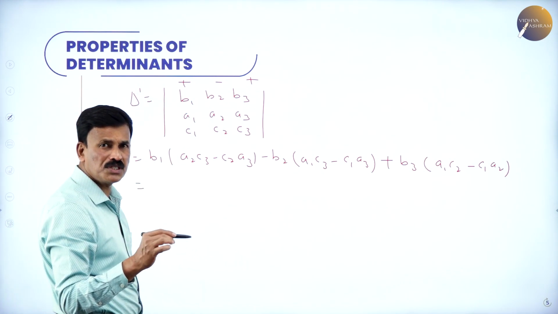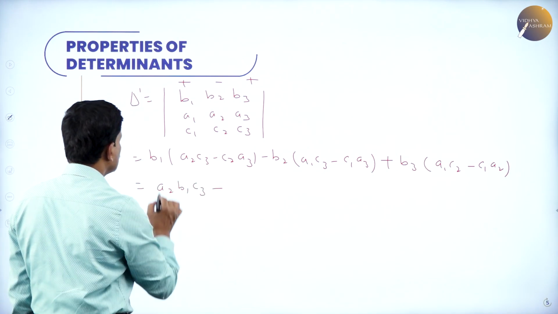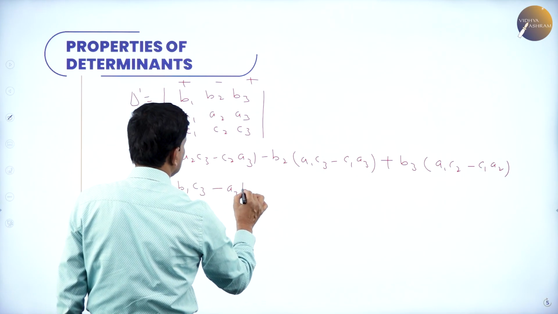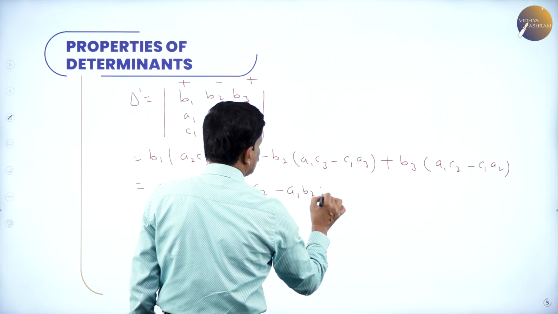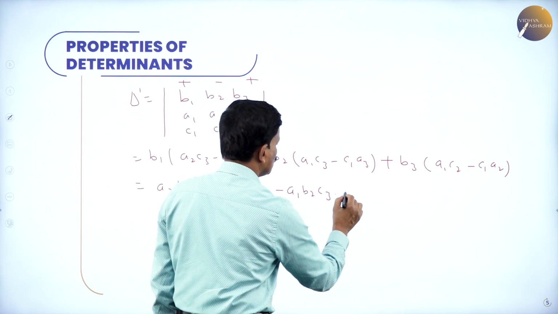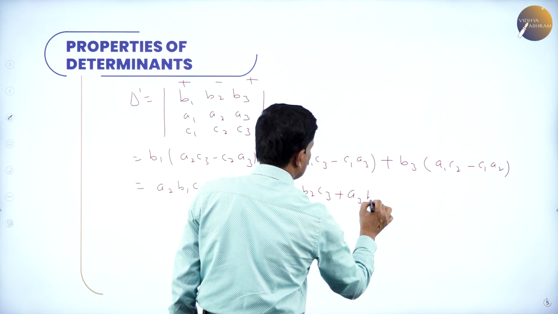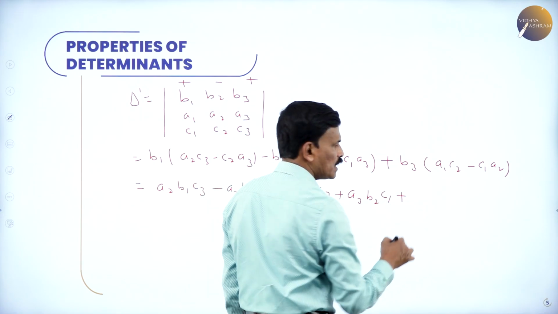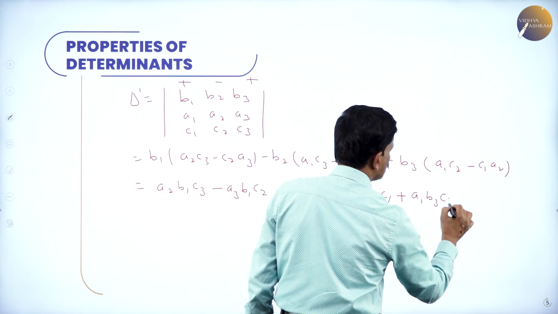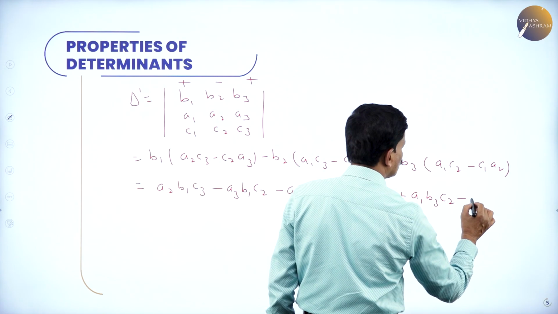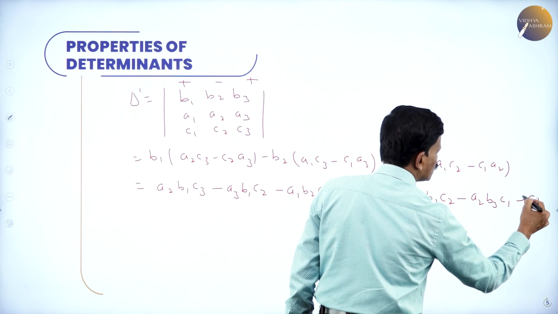Now let us consider ABC as the order. B1 A2 C3 can be written as A2 B1 C3, minus B1 C2 A3 can be written as A3 B1 C2, minus B2 A1 C3 can be written as A1 B2 C3, minus into minus plus B2 C1 A3 can be written as A3 B2 C1. Plus B3 A1 C2 can be written as A1 B3 C2, minus B3 C1 A2 can be written as A2 B3 C1. This is equation number 2.